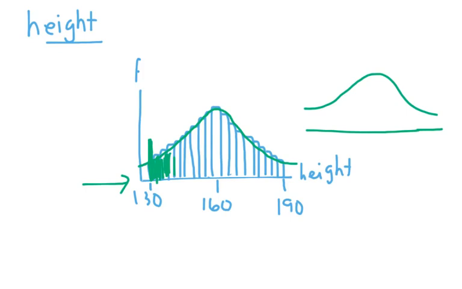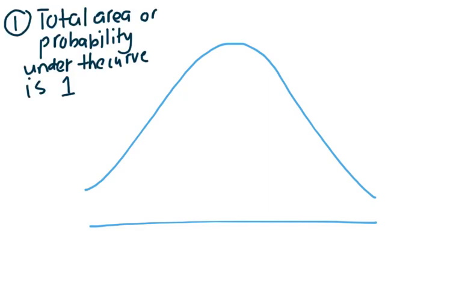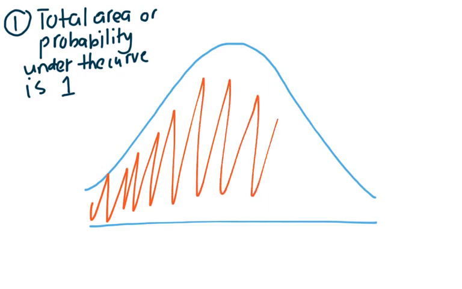After you know how it is formed, we can learn the properties of the normal distribution. The first property says that the total area, or the total probability, under the curve is equal to 1. So the whole probability or the whole area under this curve is equal to 1. That's the first property of the normal distribution.